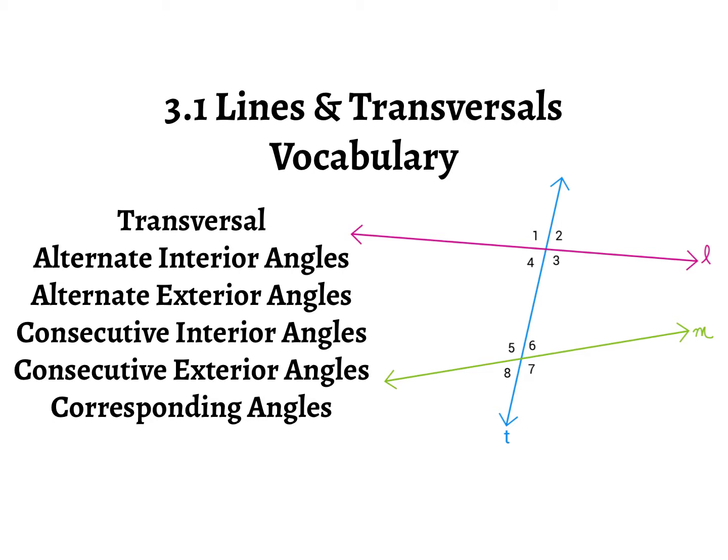So here on the left, we have a few words that we're going to be talking about. Transversal, we're going to define these words. Alternate interior, alternate exterior, consecutive interior, consecutive exterior, and corresponding angles. So our goal by the end of today is to be able to identify from a picture what this angle relationship is, how are they related. Just identifying the pair of angles that we're interested in. Let's get right to it.